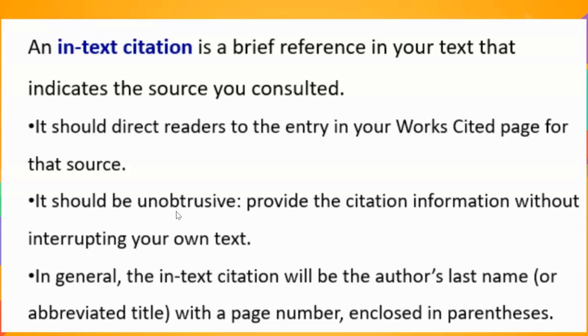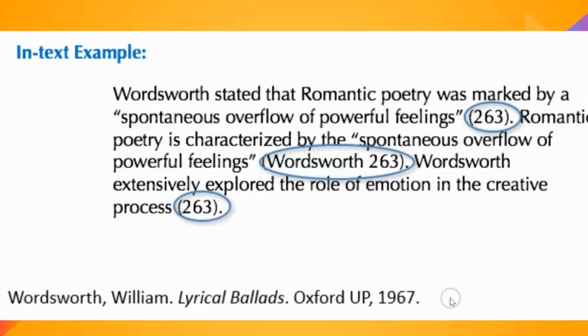That's why it's only the author's last name and then the page number. Or if there's no author's last name given, it would be whatever that first thing is that shows up in your works cited. Often it would be the title of your article. So we want it to take up as little space as possible so that it's not interrupting your text. And then in general, like we said, it's going to have the author's last name with a page number, and then it'll be in parentheses.